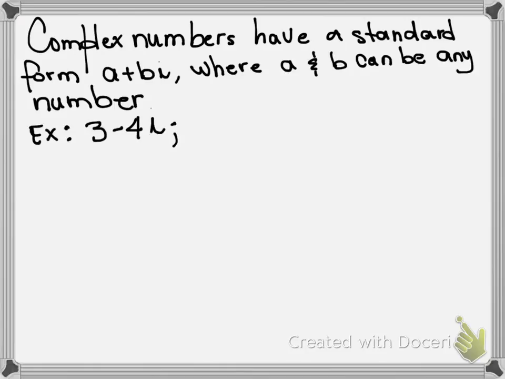So let us say 3 minus 4i, excuse me. So the numbers are 3 and -4. Let's look at another one. -2 plus i. So the numbers we have here are -2 and 1. That's a positive one. When there's no coefficient in front of a variable or a letter, the coefficient is 1.